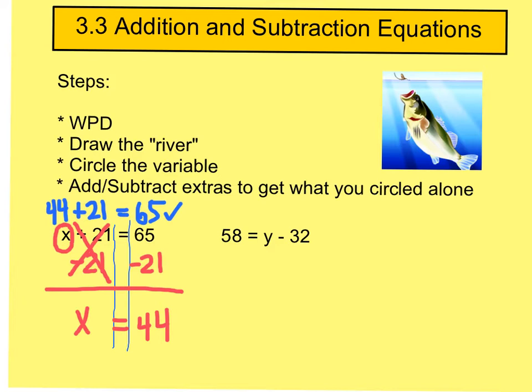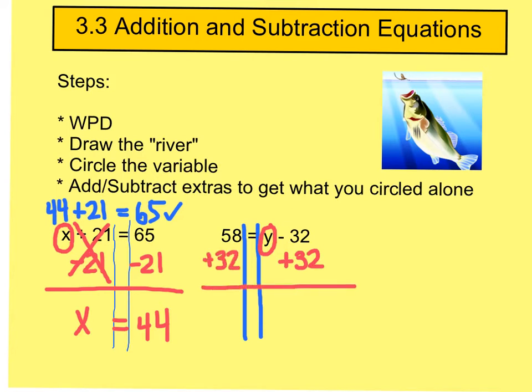All right, go ahead and write down number 2, and then again draw your river and circle your variable. You can pause the video at any time if you need an extra minute to write down the problem. Now the variable's on the right-hand side of the equation, but we're still going to do the same thing. We're going to use the inverse operation. So if it says minus 32, that means we are going to do plus 32 on both sides. We need to keep it balanced, so we're going to do the same thing on both sides.